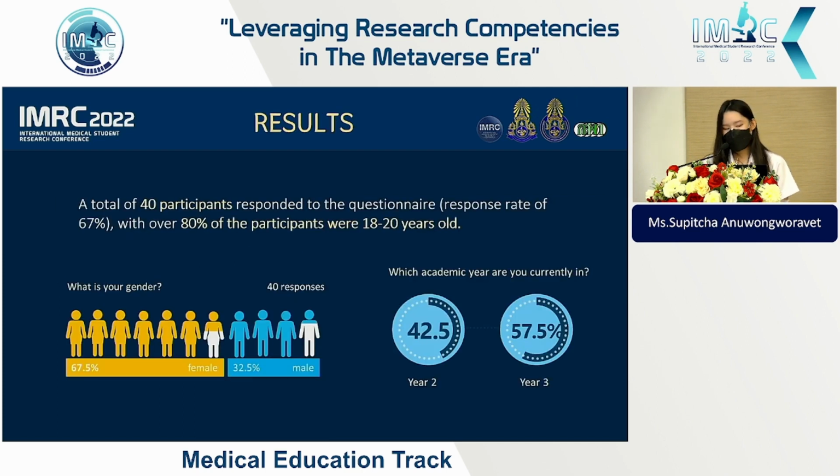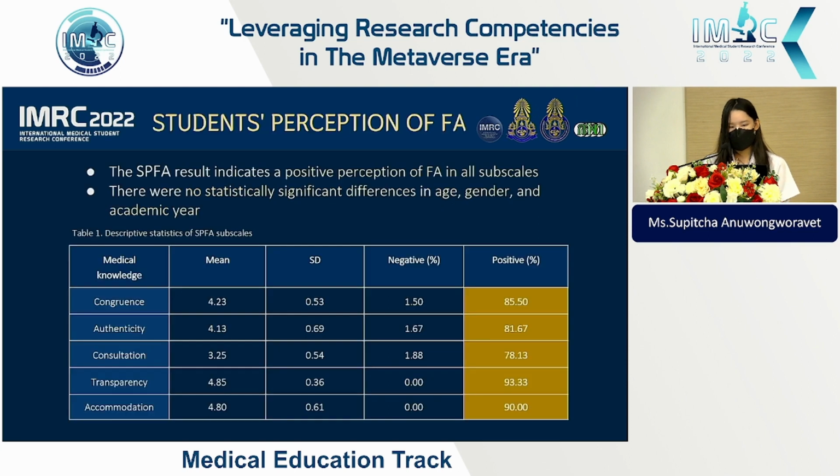For the results, a total of 40 participants responded, which gave a response rate of 67%. And for the academic year, 57.5% were from the third year of medical school, and approximately 68% were female. Over 80% were 18 to 20 years old. For SPFA's results, this indicates an overall positive perception of FA in all of the 5 subscales, as illustrated by the last column in yellow. And there were no statistically significant differences in age, gender, and academic year.